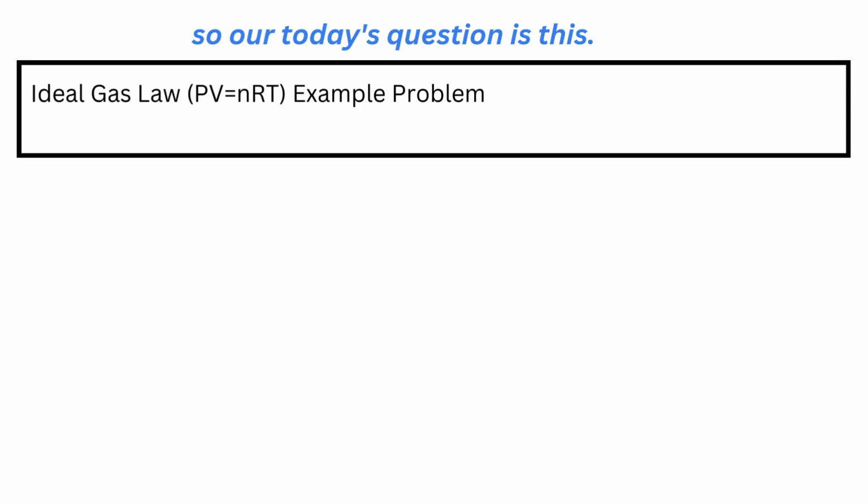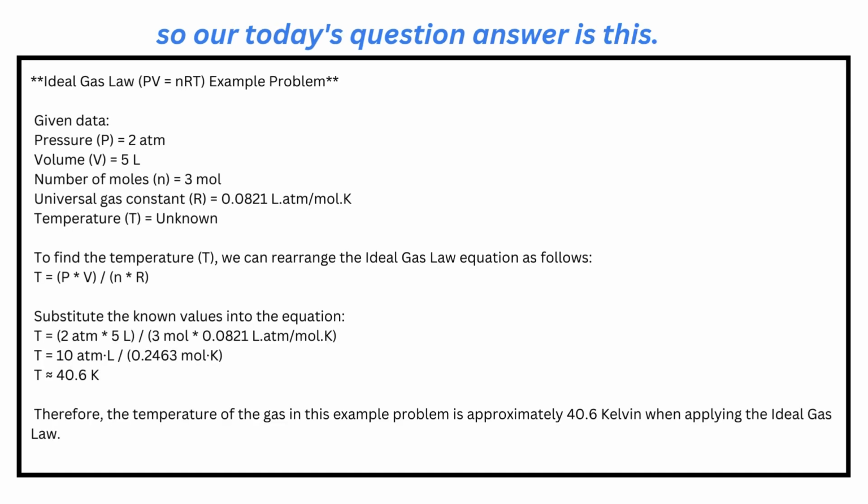Ideal gas law PV equal nRT example problem. Correct answer is ideal gas law PV equal nRT example problem. Given data: pressure P equal 2 atm, volume V equal 5 L, number of moles n equal 3 mole, universal gas constant R equal 0.0821 L atm per mole K, temperature T equal unknown.